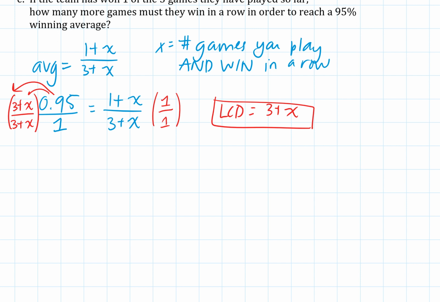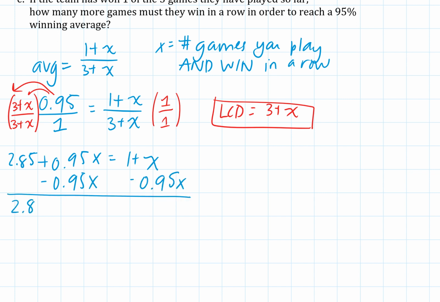You get 0.95 times 3 plus 0.95x. Let me grab my calculator. So this is 2.85 plus 0.95x equals 1 plus x. And at this point, your denominators are the same, so your numerators must be the same. This turned into a linear equation, so let's get x's on one side. We would get everything on one side if it was quadratic, but it's just linear.